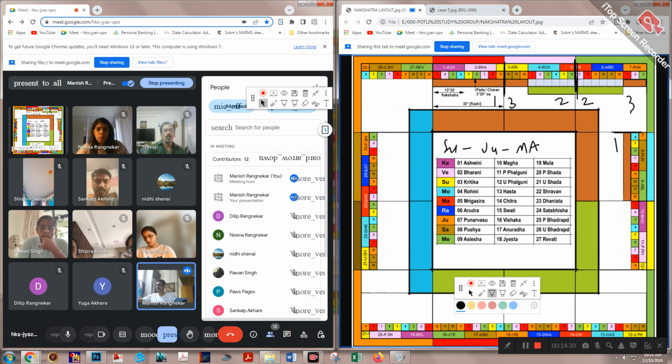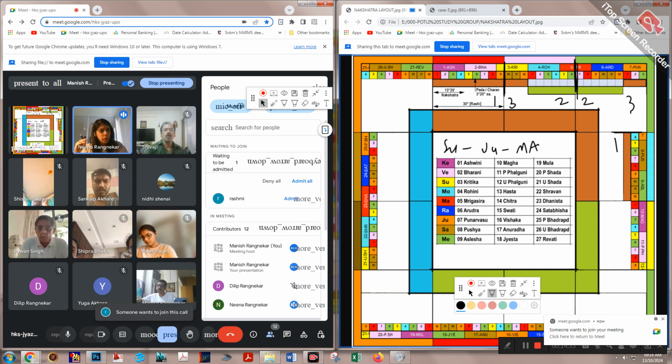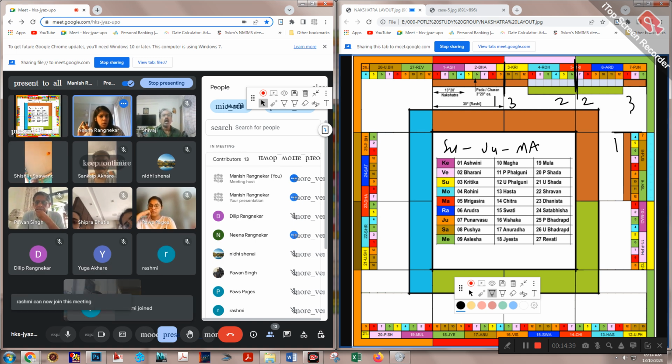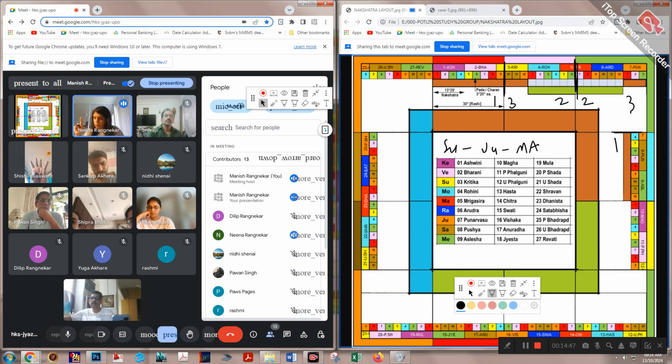Anyone who has not understood this? So quickly, is it 4 padas that make one nakshatra or 9 padas that make one nakshatra? 9 padas make one Rashi. 4 padas make one nakshatra, and 2.25 nakshatras make one Rashi. One minute, I will write here. 1 pada, 2 pada, 3 pada, 4 pada. This is nakshatra 1.